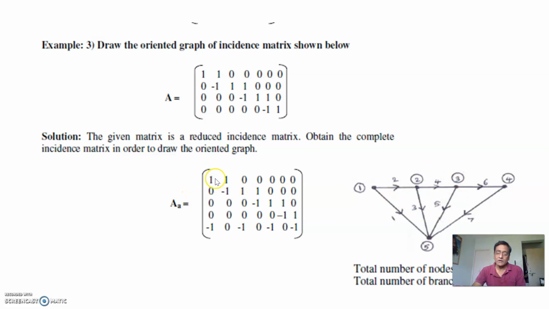Now I will go branch by branch, that is, vertically, looking down from the top. These columns are the branches. How many branches are here? 1, 2, 3, 4, 5, 6, 7. You can give them names 1, 2, 3, 4, 5, 6, 7. Otherwise you can give A, B, C, D, E, F, G. In this example they are considered 1, 2, 3.